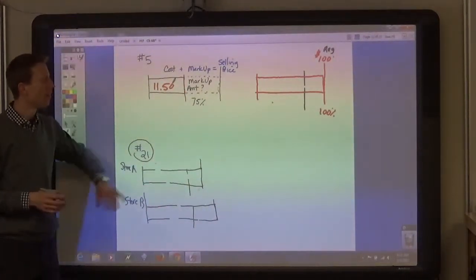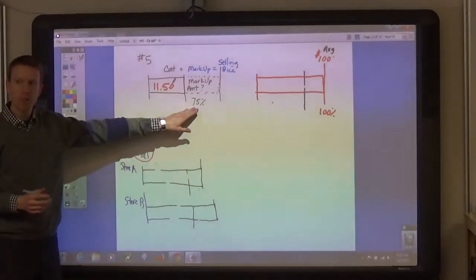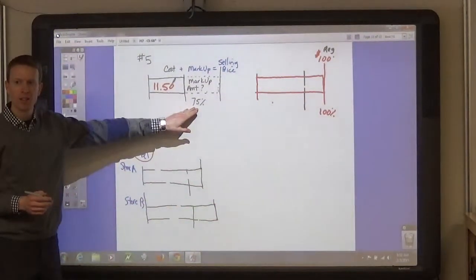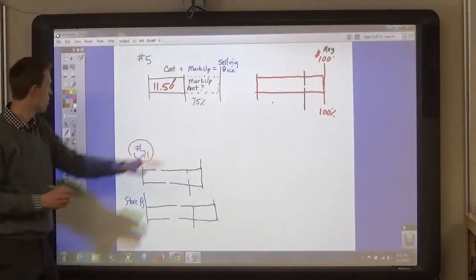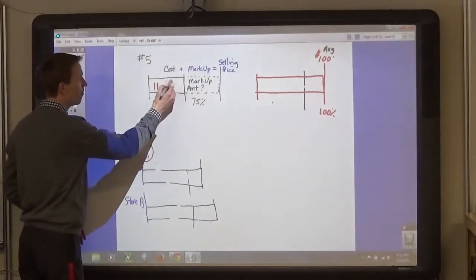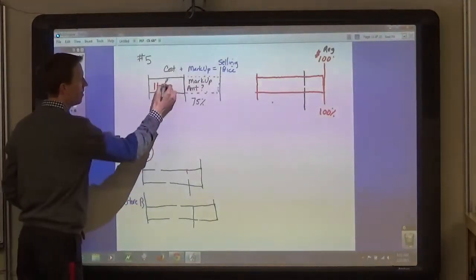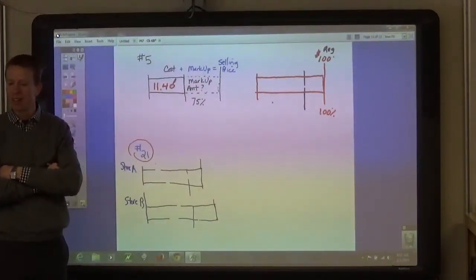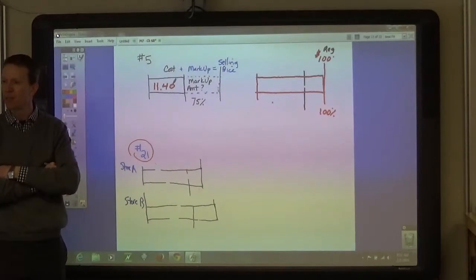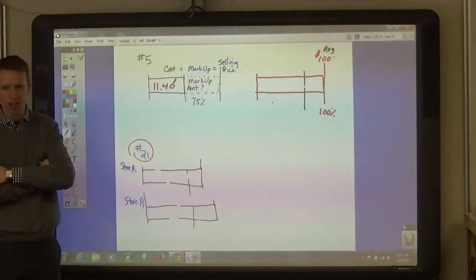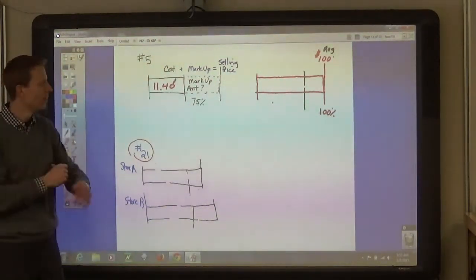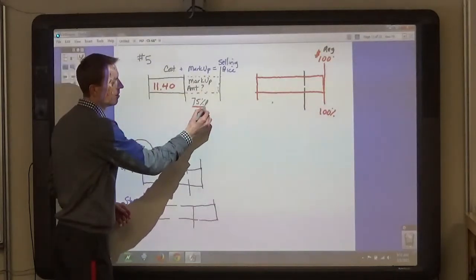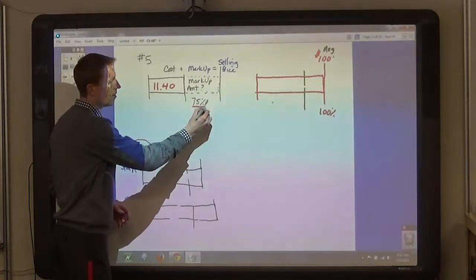Now, they're going to mark it up. It says $11.40. Sorry. Then they're going to mark it up 75%. So what do you need to do? What do you need to find? The markup. How? Times 11.40 by 0.75. Good.